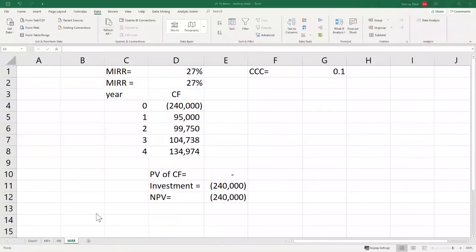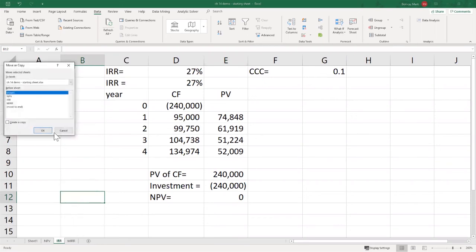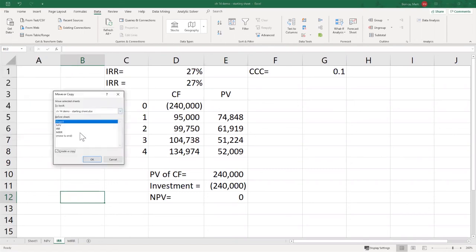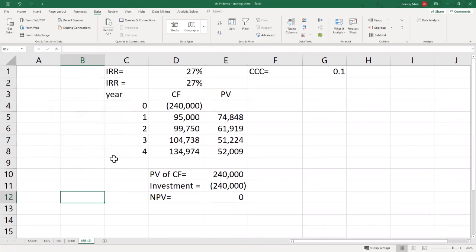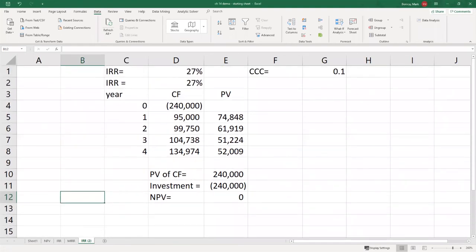Okay, so I'm back here. I'm going to be on IRR. I'm going to right click on IRR. I'm going to choose move or copy. I'm going to choose create copy. And then I'm going to choose move to the end, though that's really not that important. More important to make sure you choose create copy. Then I'm going to hit OK. Now that's created an IRR2 sheet. So you should have an additional sheet here. I'm going to delete that because I don't need it, because I've already done it.